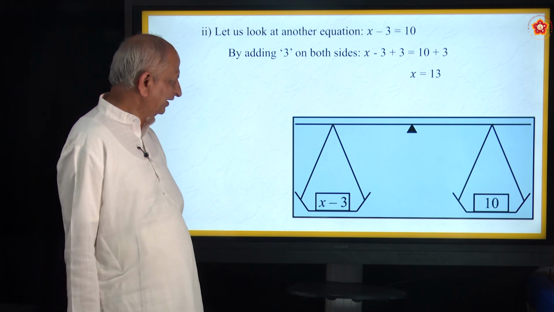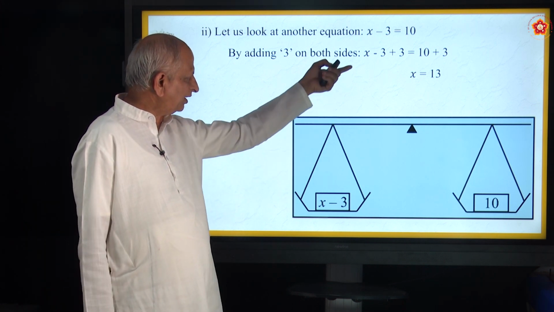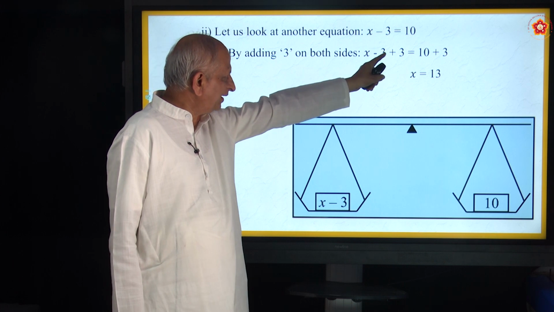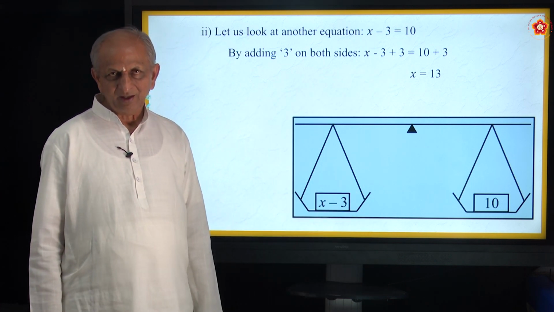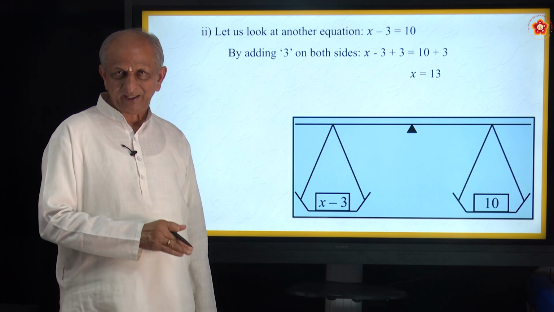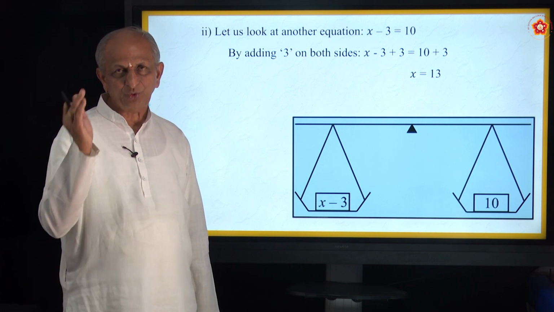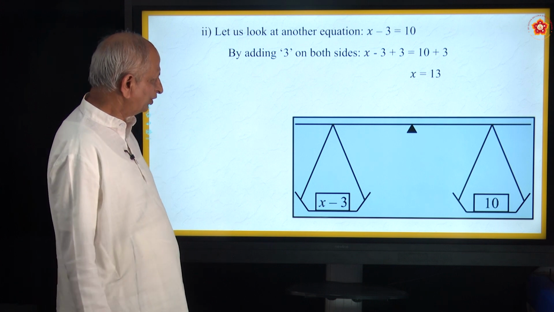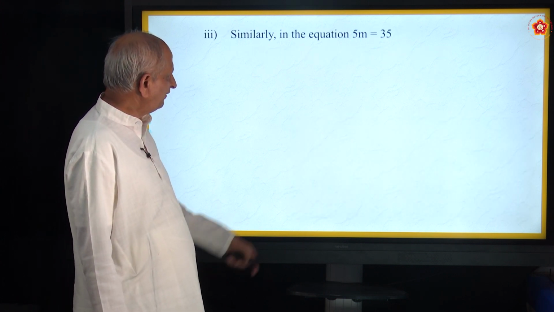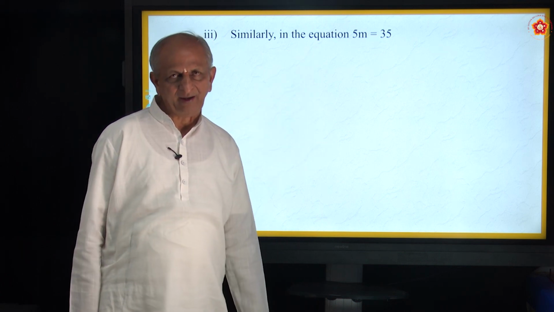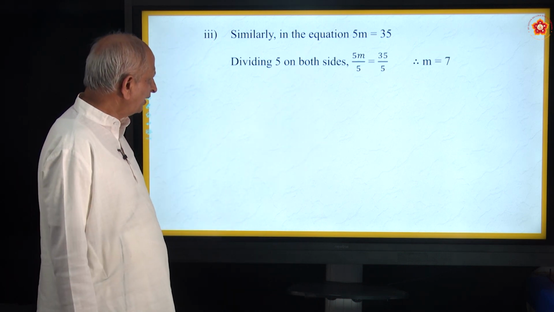So, that is what I was telling you. If minus is given, take plus. If plus is given, take minus, okay. But whatever you do on the left hand side should be done on the right hand side also, that is very important. Then only the equation holds good, okay. Suppose you have the equation 5m equals 35. So, what must you do here?